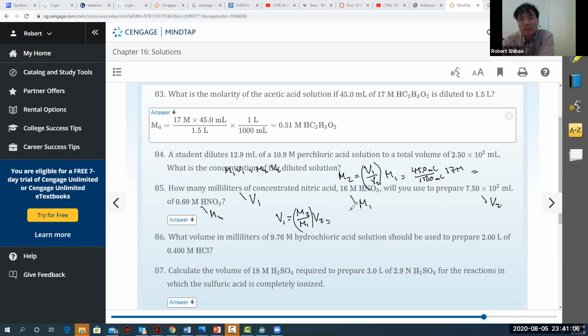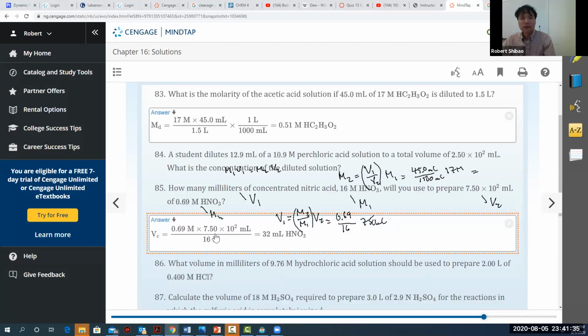And so M2 is 0.69 molar. M1 is 16 molar, so molar cancels out. And then V2 is 750 milliliters. So multiply that out. So it's 0.69 over 16 times 750 milliliters is 32 milliliters.